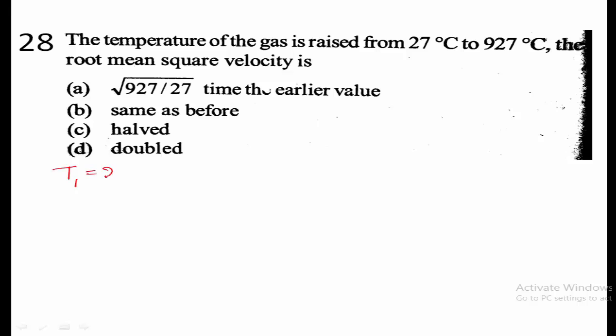T1 is 27 degrees Celsius. How much is it? Convert that into Kelvin: 273 plus 27 is equal to 300 Kelvin. T2 is how much?